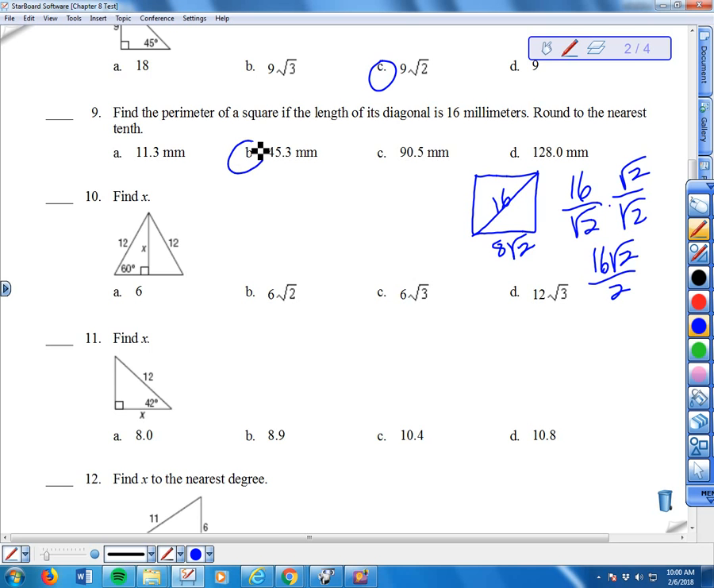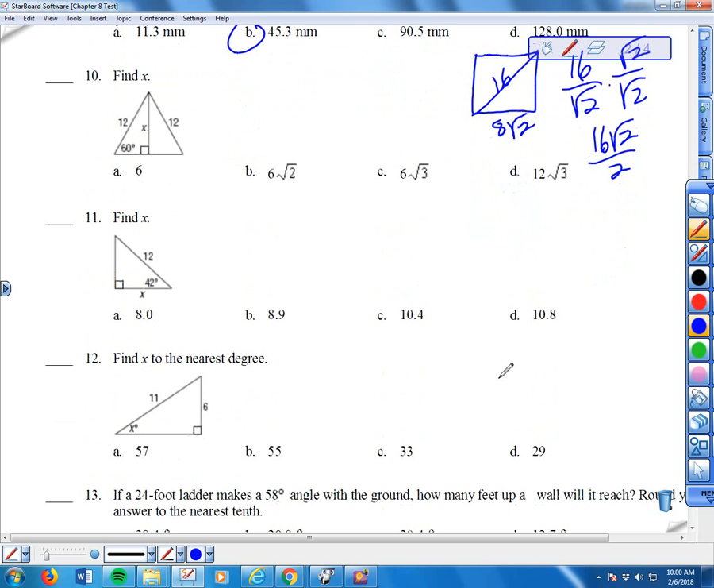Next one is a 30, 60, 90. We're trying to find the side opposite the 60. And I've said several times it's always easiest to find the 30 first, and then you can go either way. The 30 is always half the hypotenuse, so this side is 6, which means x must be 6 square roots of 3.